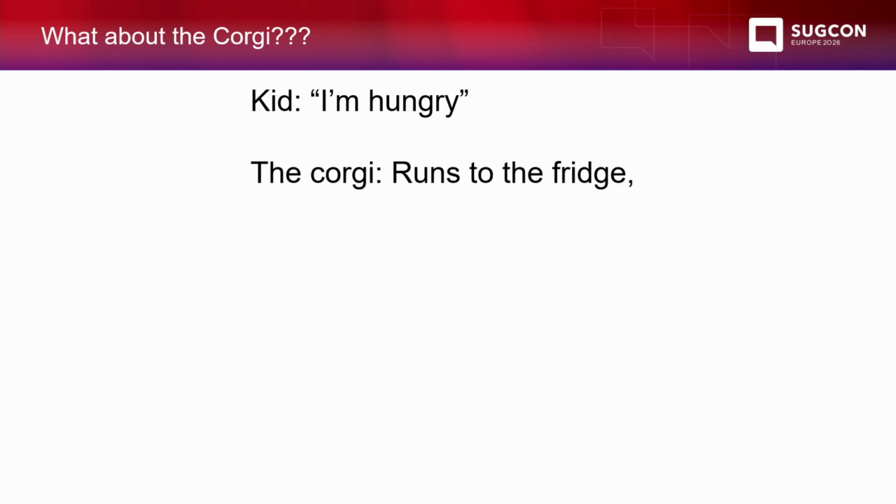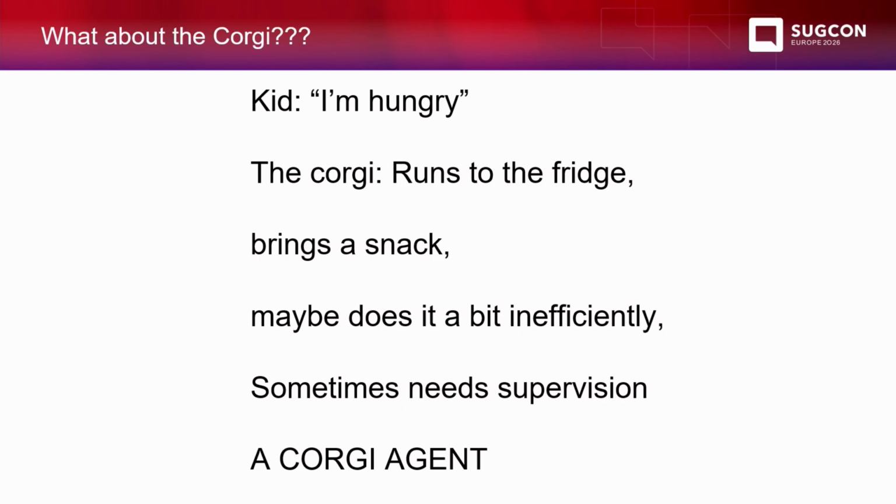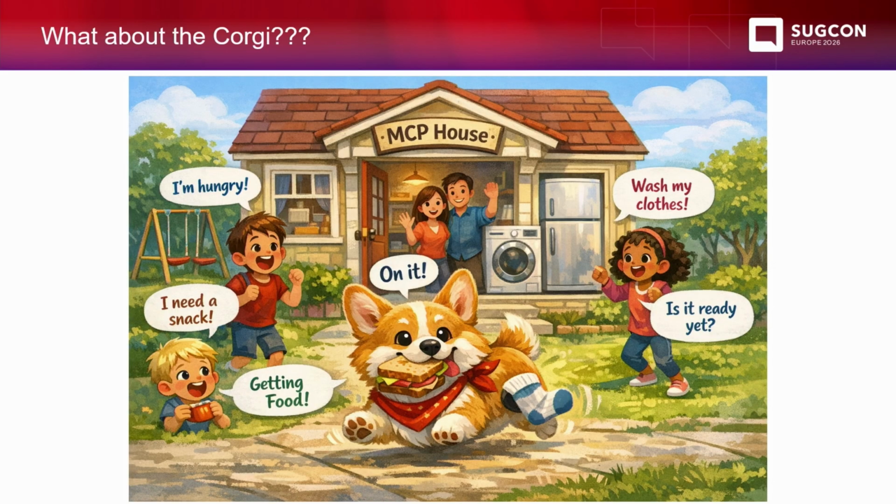You may wonder where the corgi is in that picture. So if we have the kid who is hungry, we could have a corgi that runs to the fridge, brings the snack back to the kid. Maybe a bit inefficiently, could happen. They could eat the snack on the way. That happens with my corgi at least. And sometimes needs a bit of supervision to actually do what is right. A little bit of human interaction or intervention there. So a corgi agent. So there we have the agent in the picture. So that's how I see it. The corgi could be the agent in this analogy.